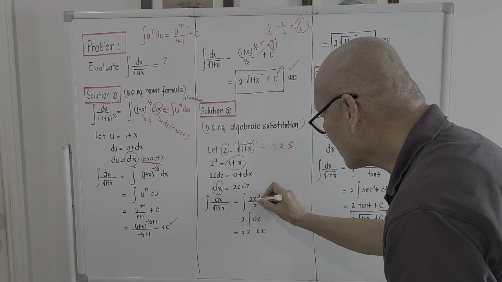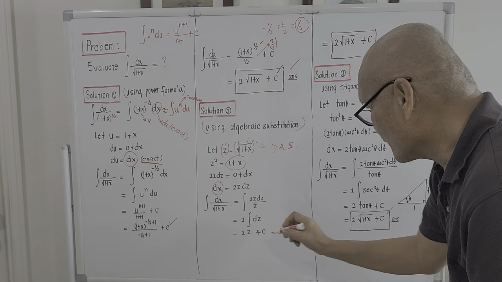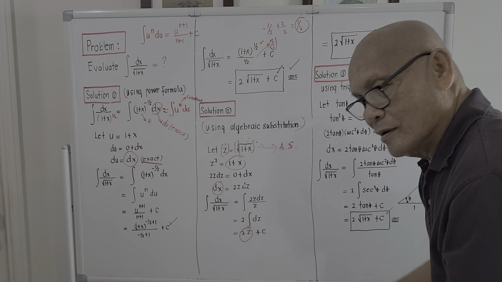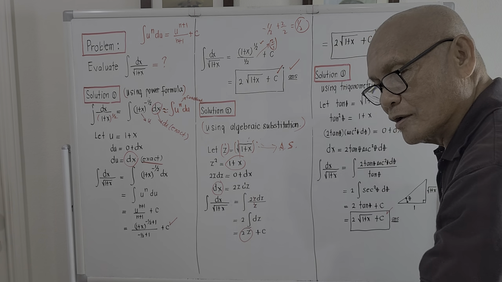2 is a constant. We will bring it out. So this is twice the integral of dz. The integral of the differential of z will just be simply z. 2z. No lower and upper limit, so this is plus c.